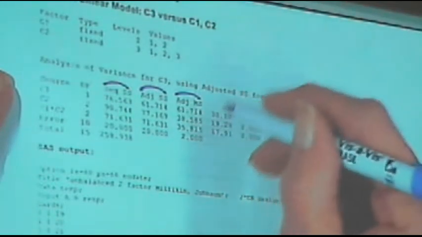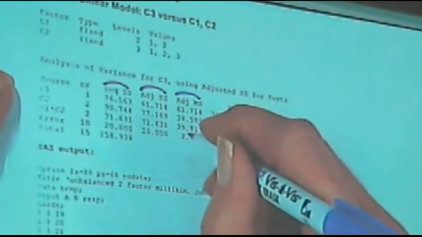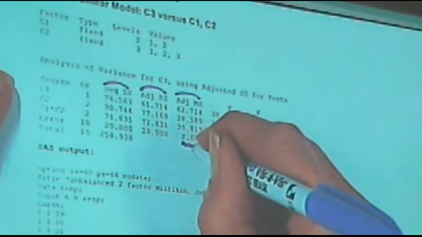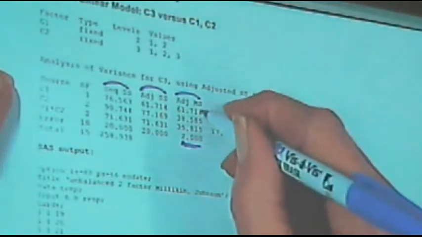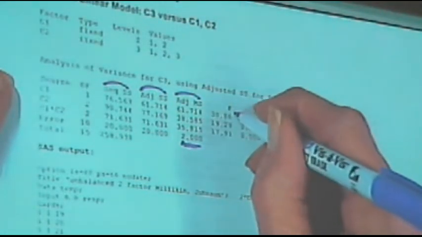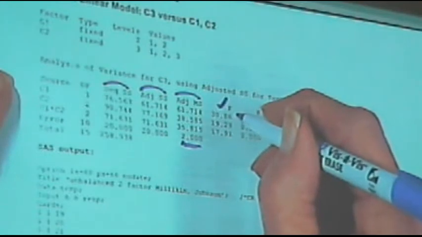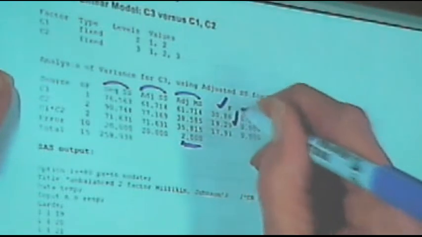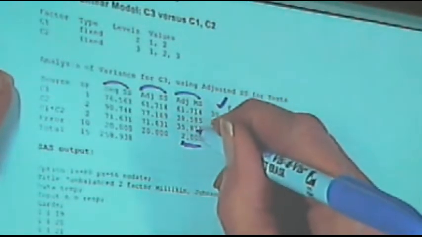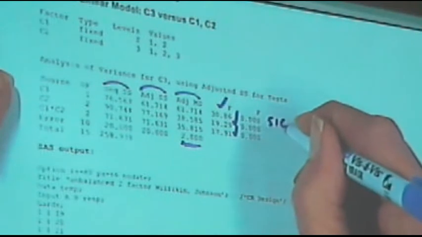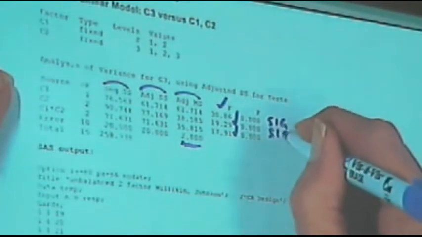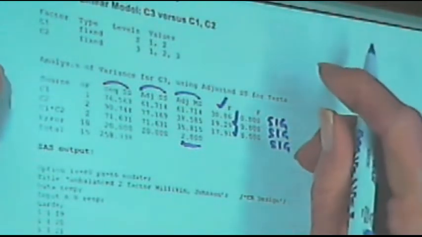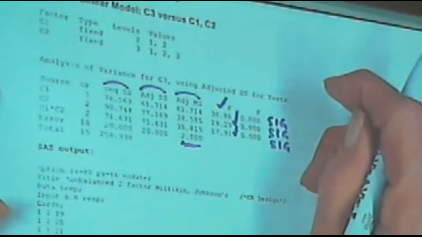And those are the ones we're going to use in the F statistics. So you notice down here, the error mean square, adjusted mean square, is 2. So that's an easy denominator. So dividing the 61.7 by 2, I get that F statistic for A. Dividing the 38 something by 2, I get the 19 for B. And dividing the 35 something, highlights it. So we have interaction, we have factor A effect, we have factor B effect.